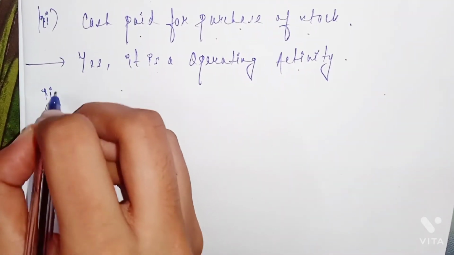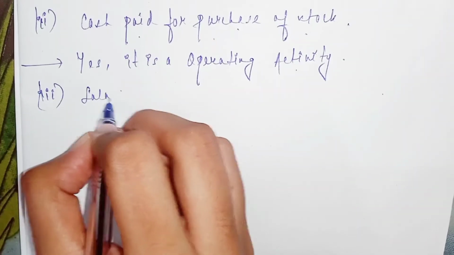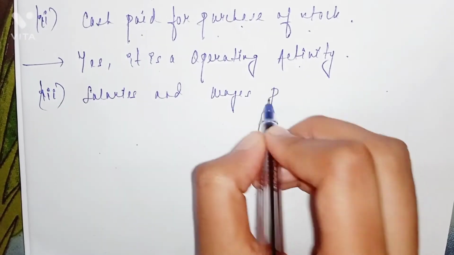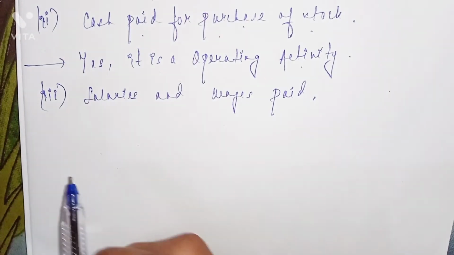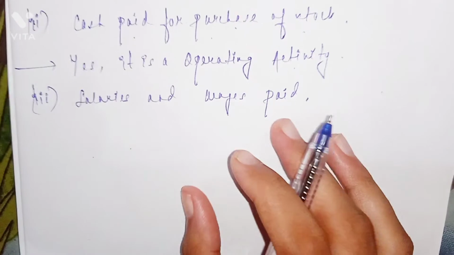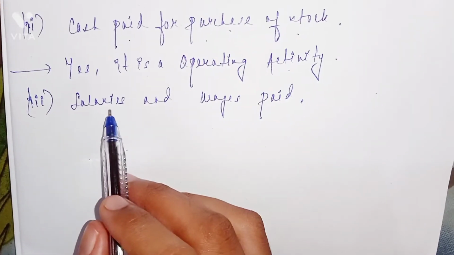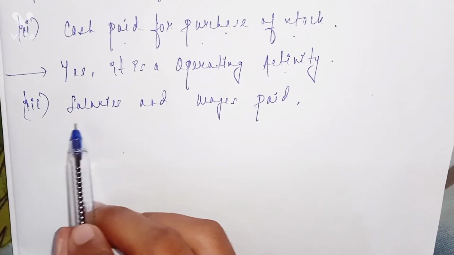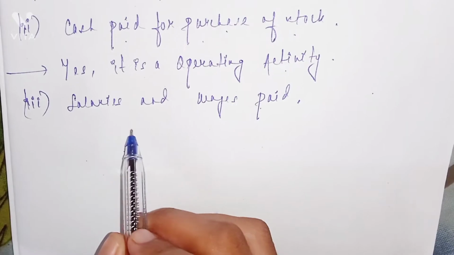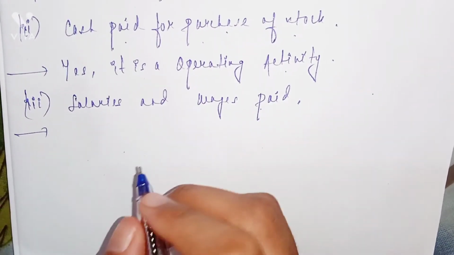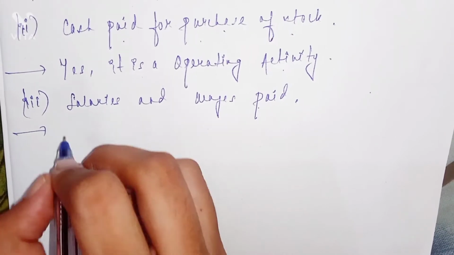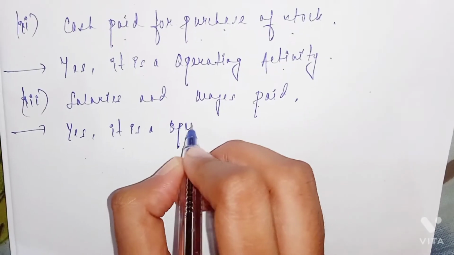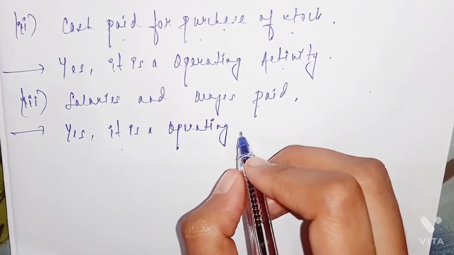Now, my third item is salaries and wages paid. In the previous class, I have shown you a list of the items that were included in the operating activities. You have just seen in the items that there is salary and wages paid, which is an operating expense. So this is also an item of an operating activity. So yes, it is an operating activity because the salary and wages are operating expenses.